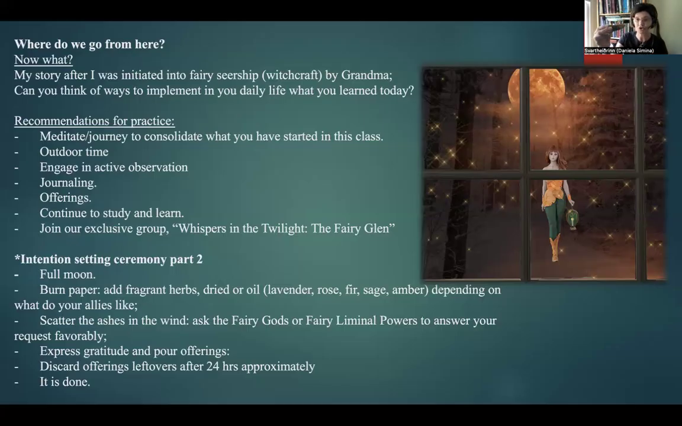I have this little shell. You'll probably need something that's bigger than this. A fireproof container. And you're going to put your paper, your slip of paper, you wrote your intent. You don't need to reread anything again, just put it there. I like to add fragrant herbs. You can have rose petals. You can't go wrong with rose petals and lavender when it comes to fairies, by the way.